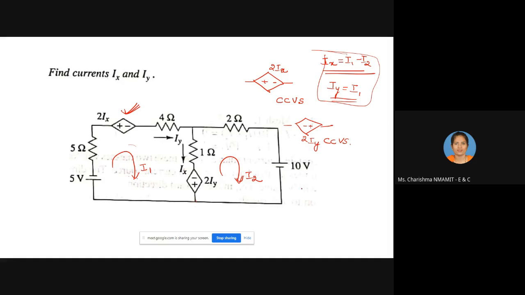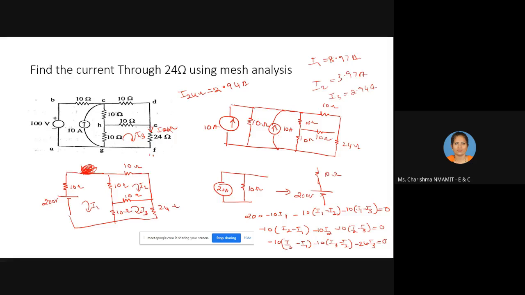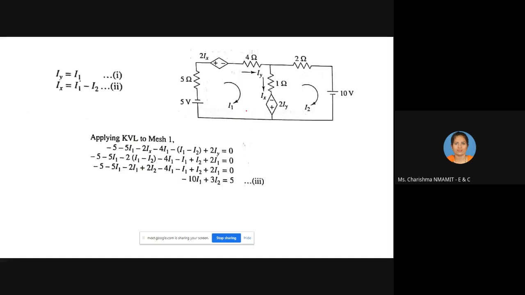Now let us see, this is the circuit. This current is I1, I2. You know that Iy is I1, Ix is I1 minus I2. Now we'll write the KVL equation, that is plus to minus, that is minus 5 into I1, plus to minus 2 into Ix. Don't substitute at the beginning itself, you may get confused. Ix you substitute later.